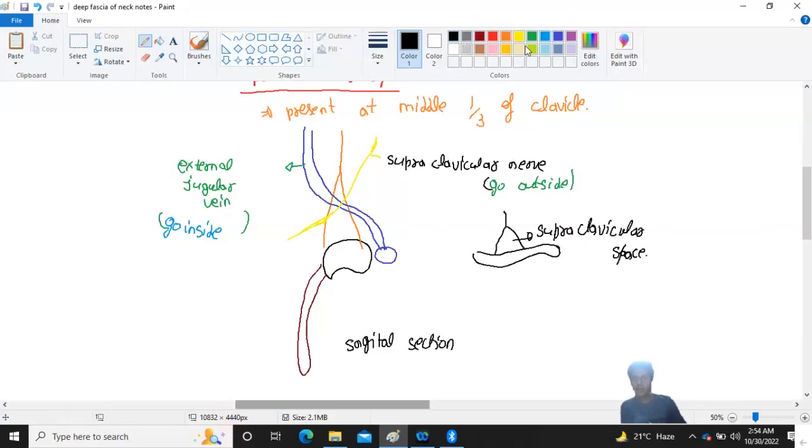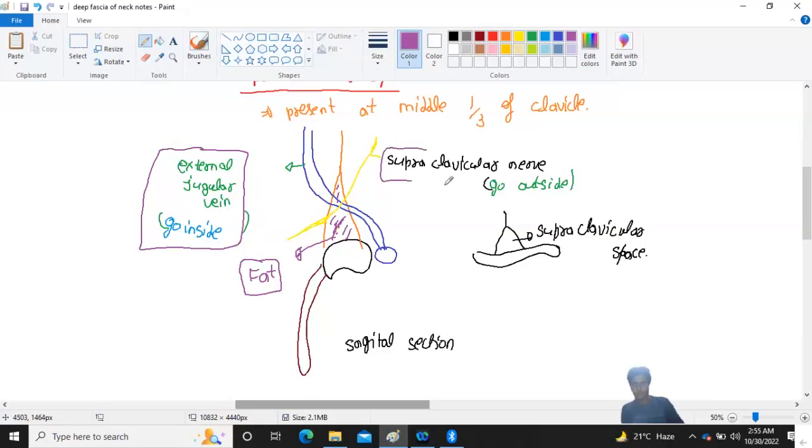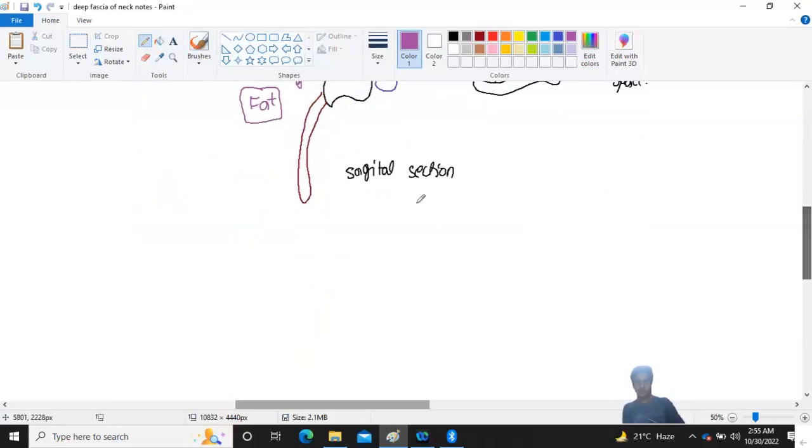So we can write content, and the most important thing is the main content of this fascia is fat. Here is fat present also. This is fat also. So we can write in content. This is content. This is content. And this is content. So clinical is, here is clinical.